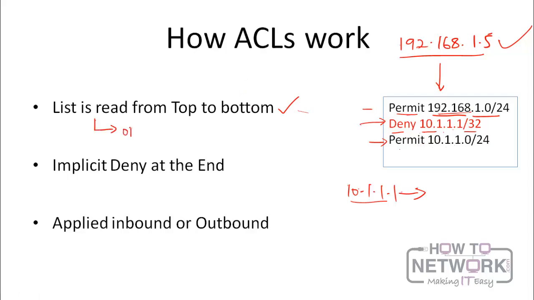What this means is that the order of entry matters. For instance, if the access list was reversed and the permit statement came before the deny statement, then it would have permitted this instead of denying it. But in this particular access list, the deny entry is before the permit entry, so it's going to deny this particular IP address.